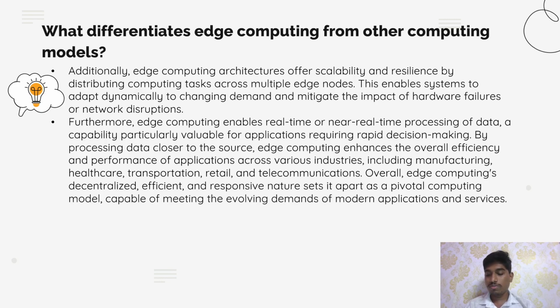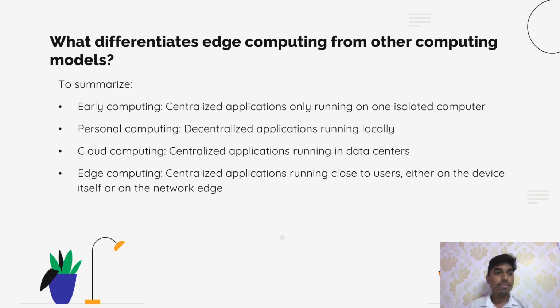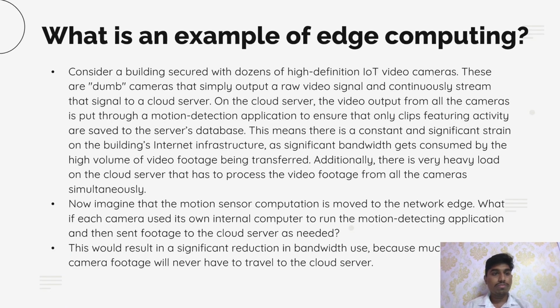applications and services. Okay, so to summarize, early computing: applications running on only one isolated computer. Personal computing: decentralized applications running locally. Cloud computing: centralized applications running in data centers. Edge computing: applications running close to users, either on the device itself or on the network edge.